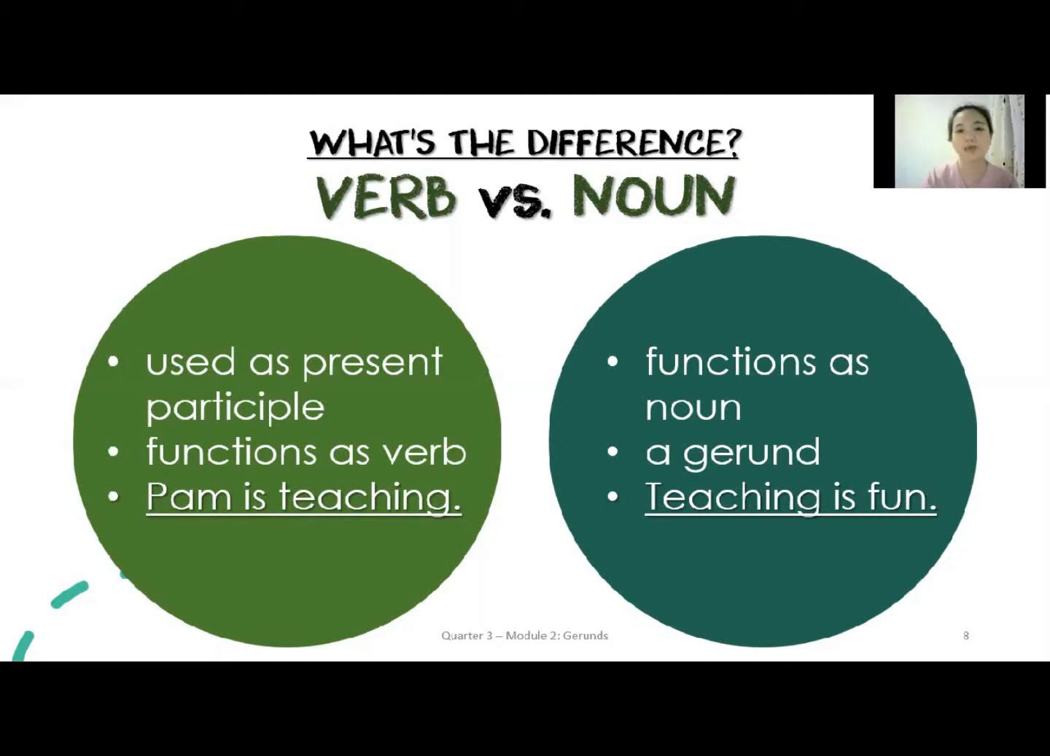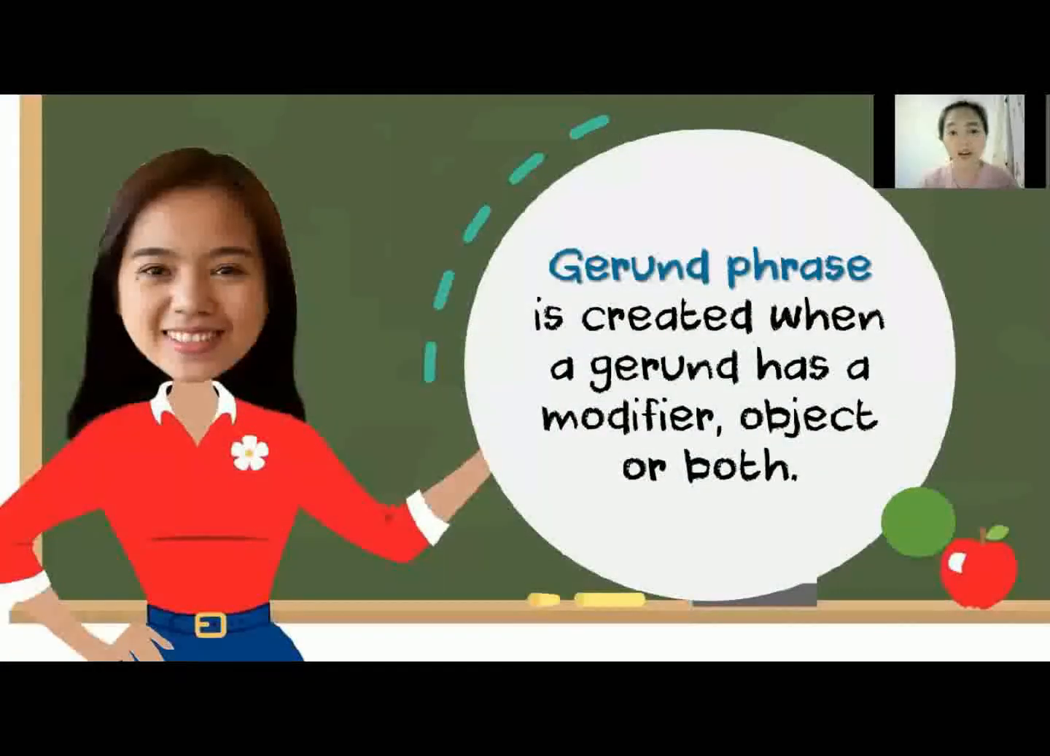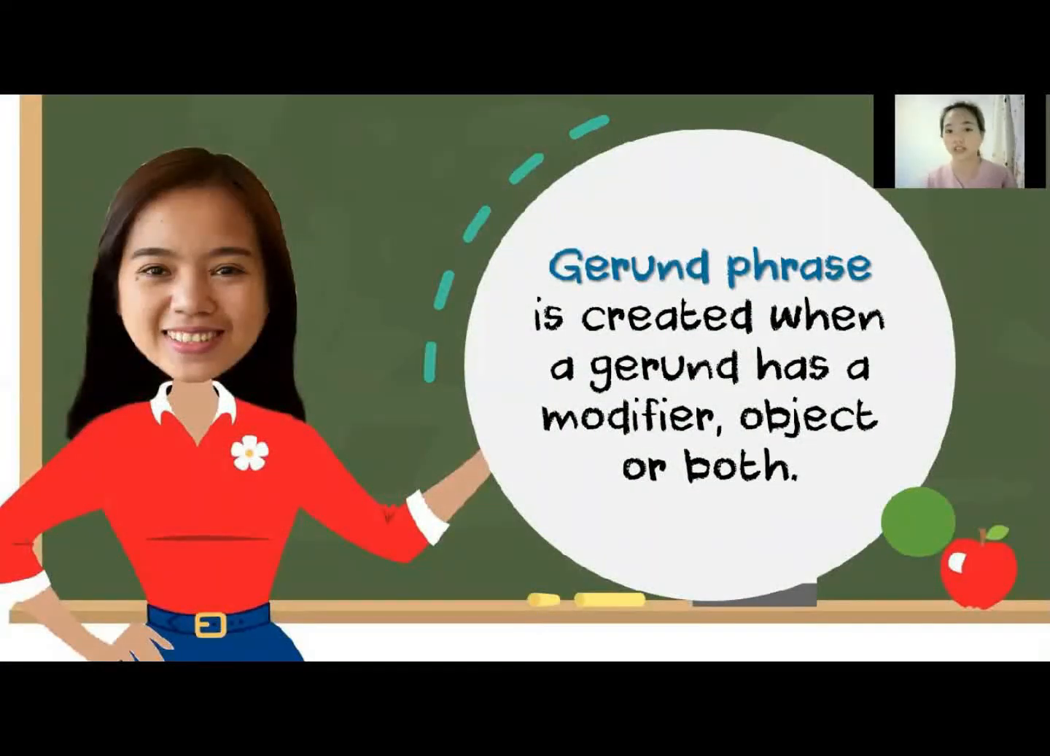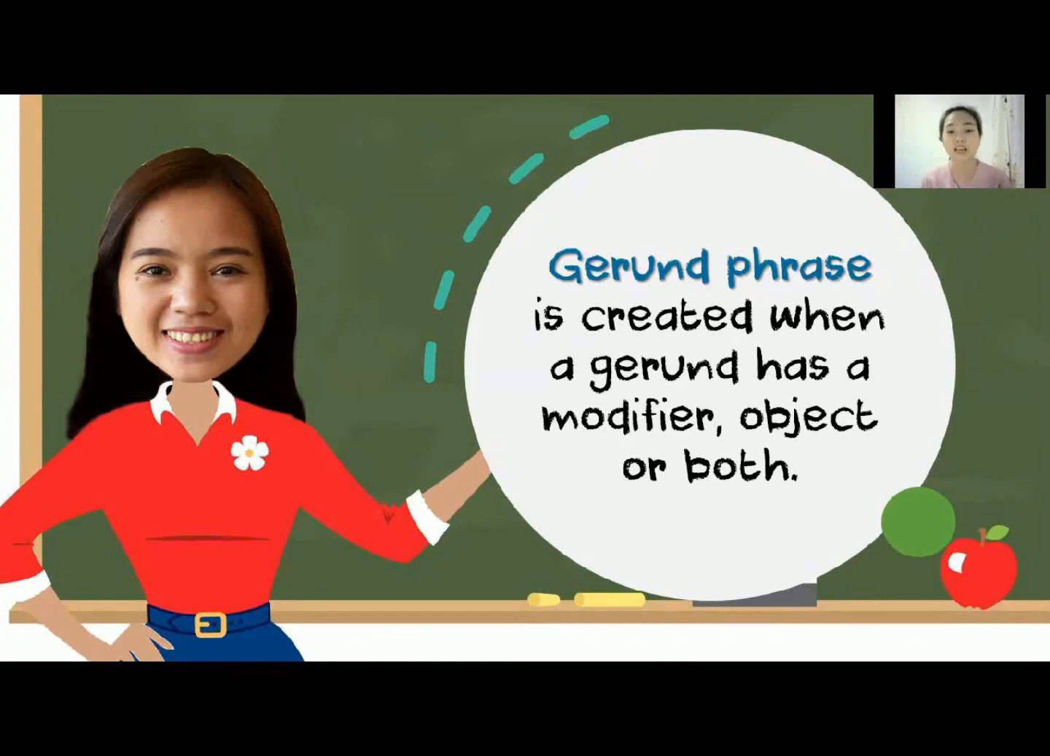Okay, so let's now proceed to the further discussion of gerunds. If we are going to discuss gerunds, we should also include the gerund phrase. A gerund phrase is actually a gerund too, but it is created when a gerund has a modifier, an object, or both. So gerunds are words with ing that function as a noun.